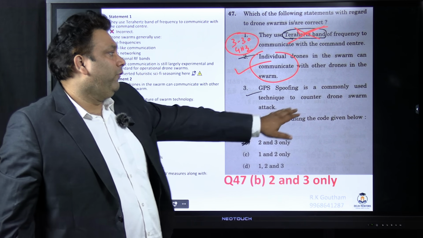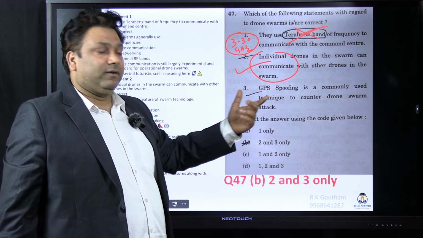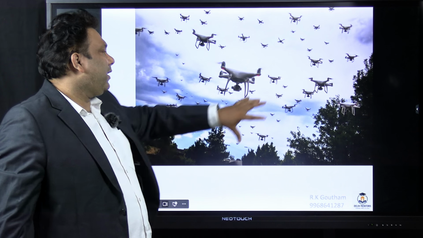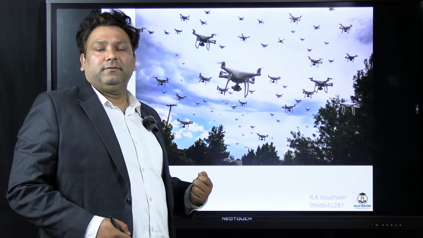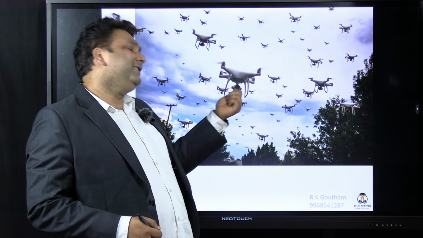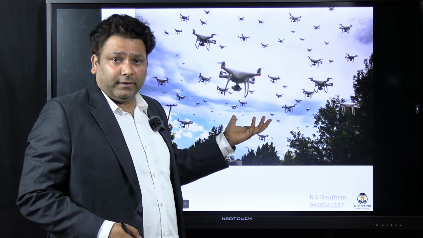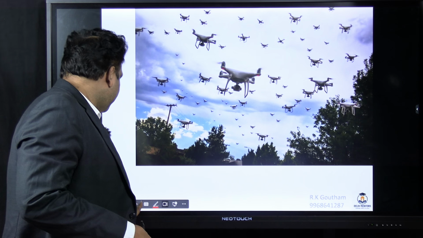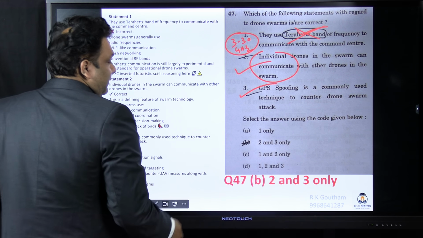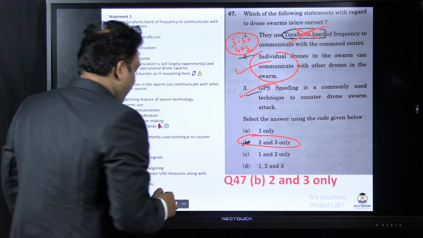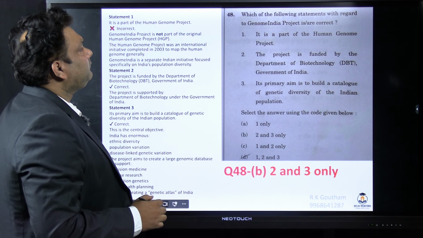So GPS spoofing is a commonly used technique to counter. Means when these drones are communicating with each other, you can jam the signal in between, or send another signal and confuse them. So these are the various technologies. So this is also a right statement. So the answer is 2 and 3.